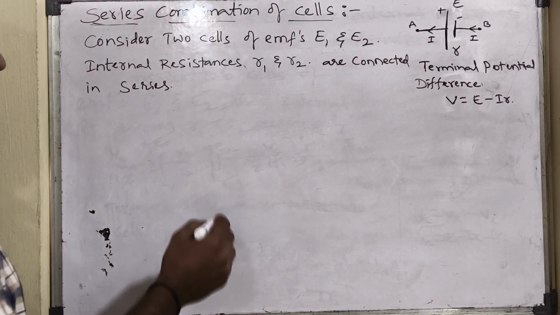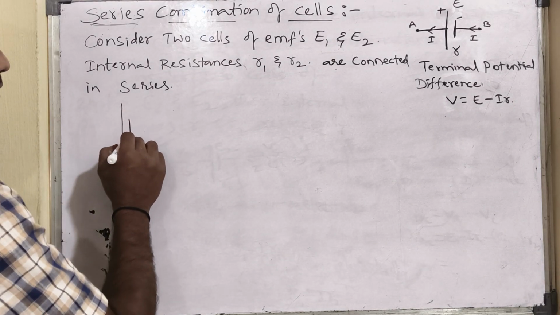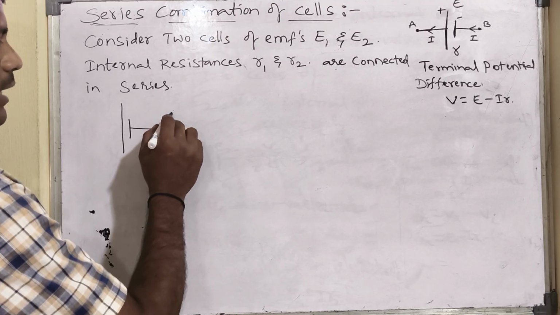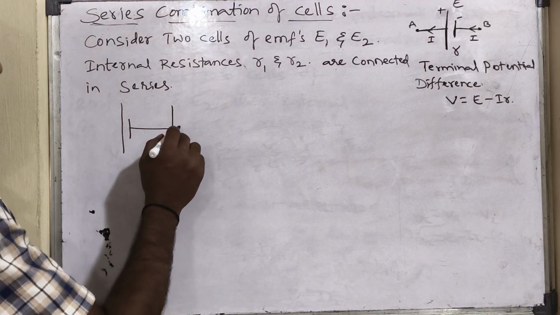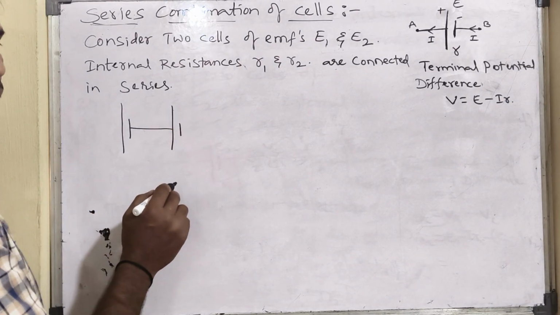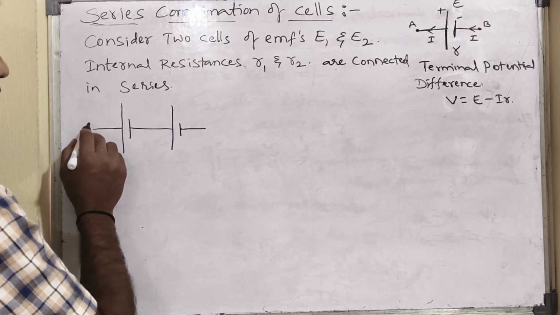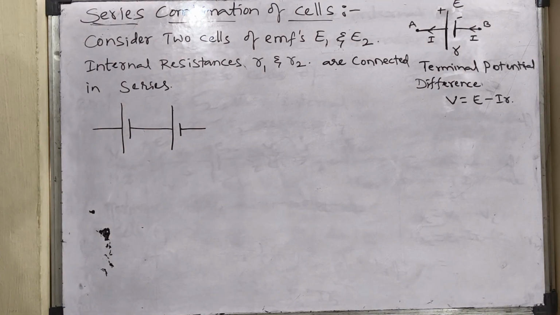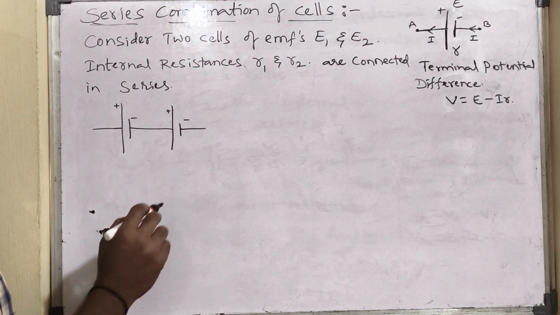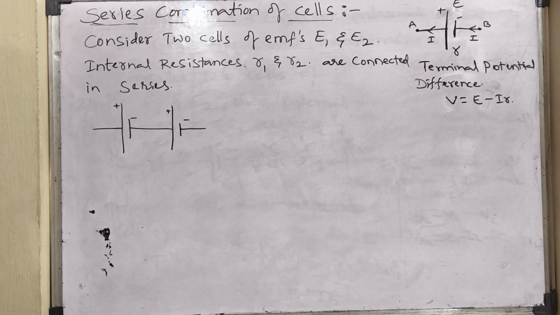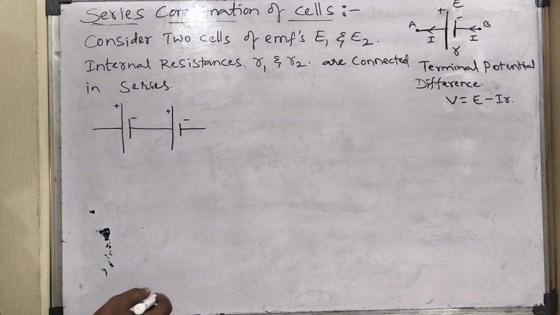What is the meaning of series combination? The positive terminal of the second cell is connected to the negative terminal of the first cell. Next, the negative terminal of the second cell is connected to the next cell. Like this, the combination is called a series combination. So it is positive, negative, positive, negative, and so on; for any number of cells we connect them this way. It is called series combination, right?